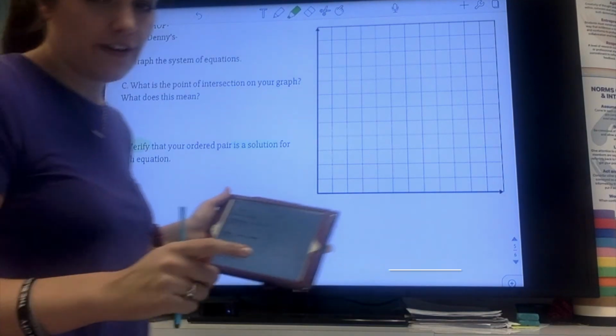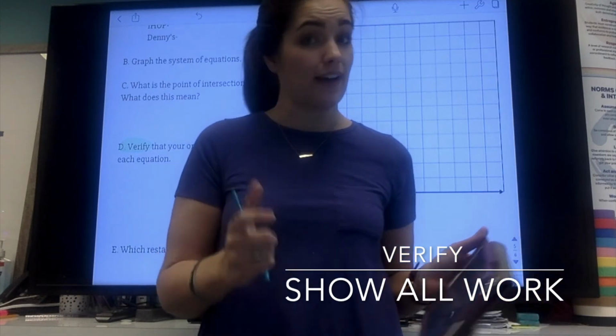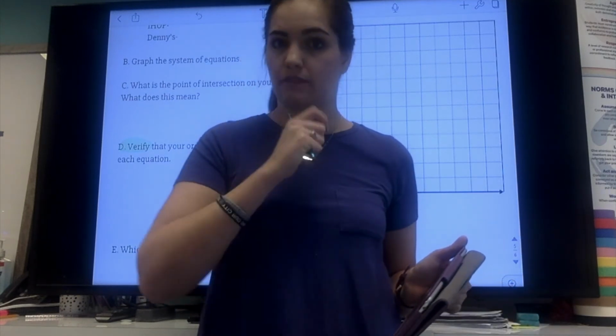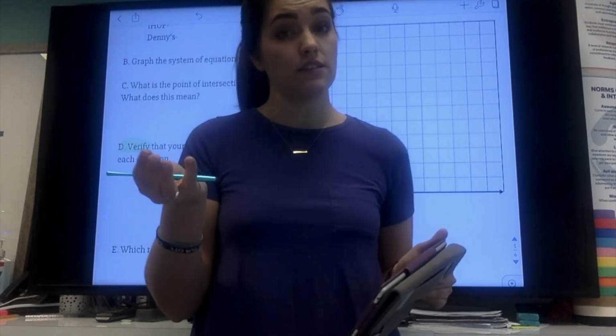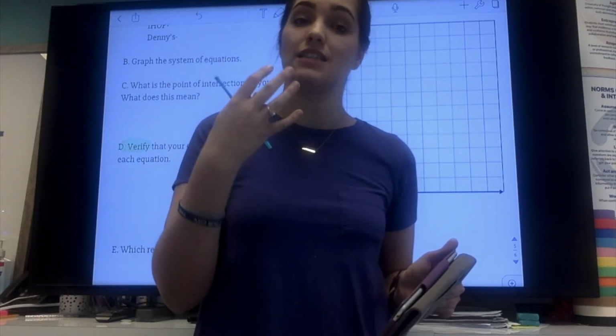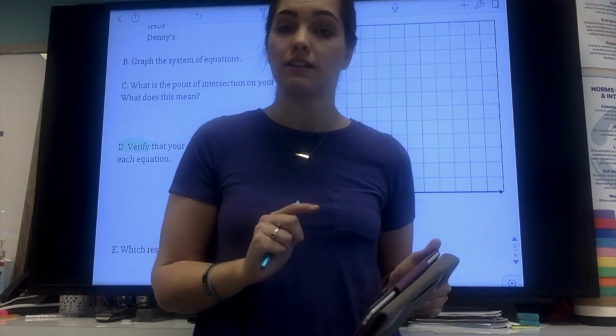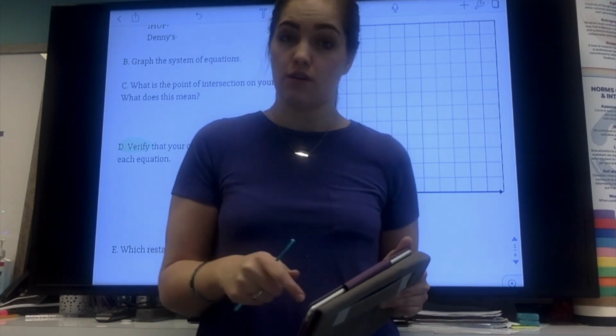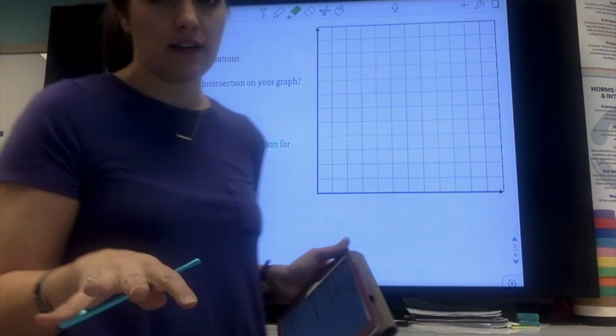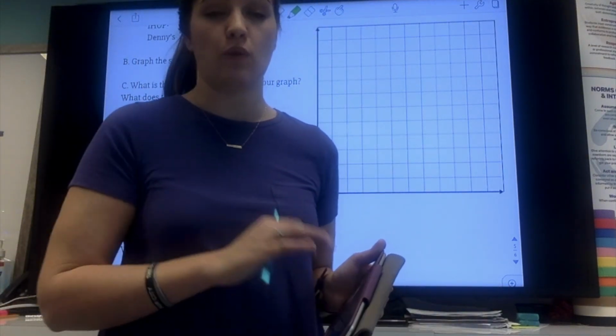What does verify mean? It means you're going to take that coordinate, that x and y value where they cross, like if it's at 4, 9, and you're going to put 4, 9 into the Denny's equation, and you're going to put 4, 9 into the IHOP equation. And mathematically, if your equations are correct, it will work for both of them. Okay, so you're probably going to need 10, 15 minutes to work on that.